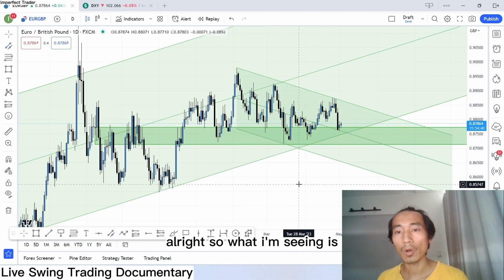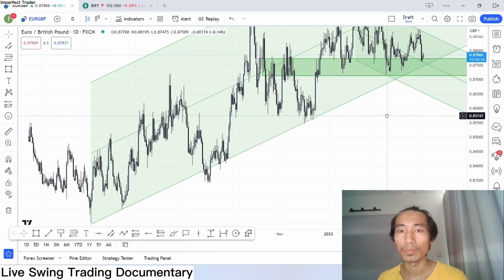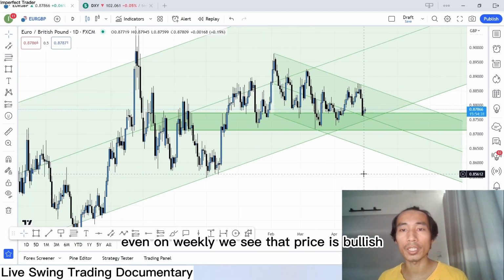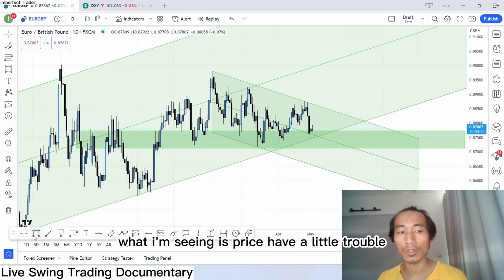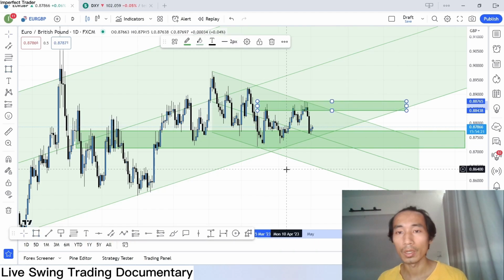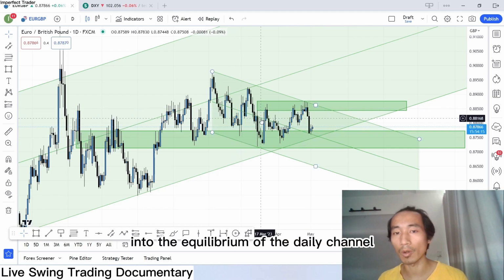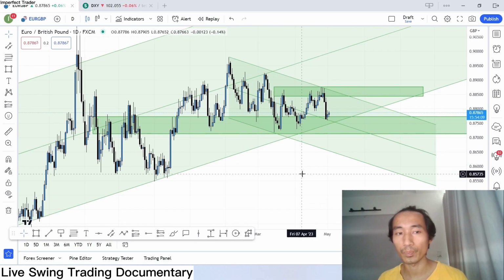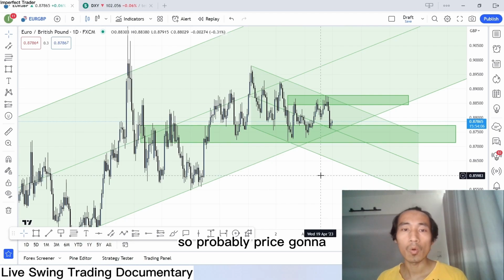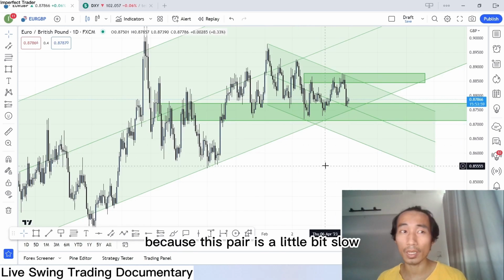All right. So what I'm seeing is on daily perspective, even on weekly, we see that price is bullish, but on daily, price has a little trouble breaking out of this resistance, which is seeing price dip lower into the equilibrium of the daily channel, the daily short-term trend. So probably price is gonna be bouncing around because this pair is a little bit slow.